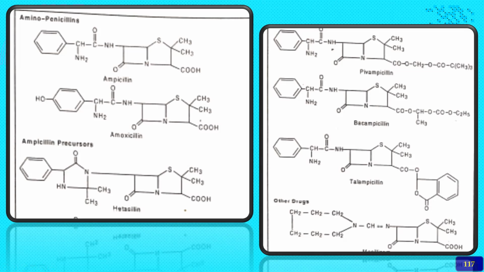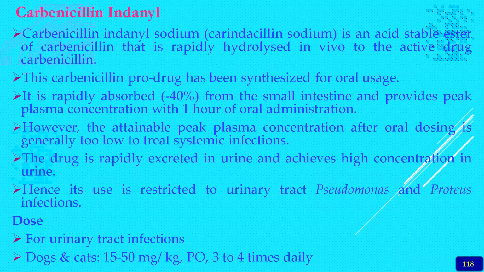Some of the ampicillin precursors are hetacillin, pivampicillin, bacampicillin, and talampicillin. All these are ampicillin precursors. Then carbenicillin indanyl is another drug. It is an acid stable ester, which means you can also administer it orally. But it is rapidly hydrolyzed in vivo to the active drug carbenicillin, so carbenicillin indanyl may also be called a carbenicillin prodrug.